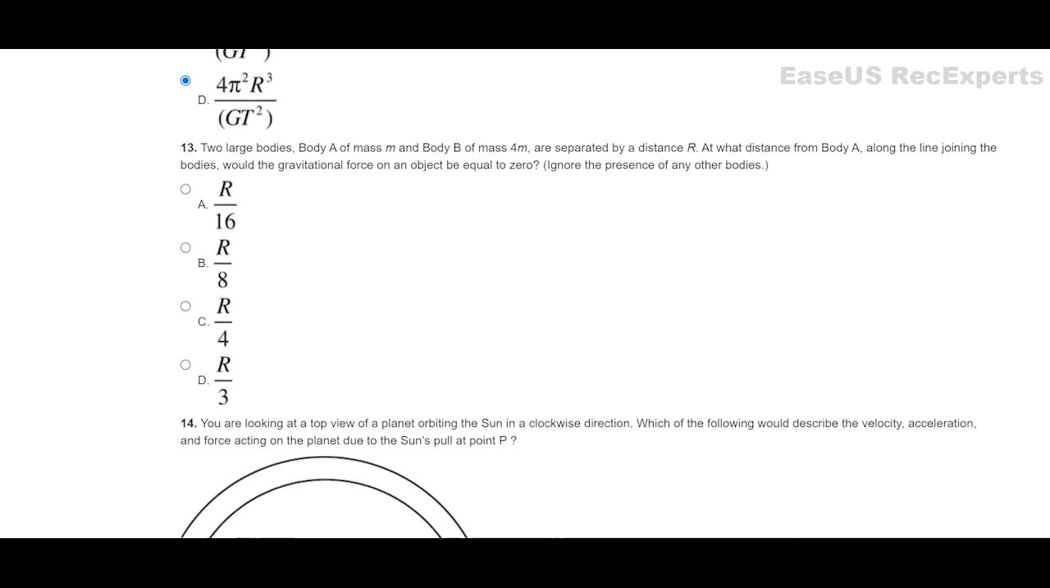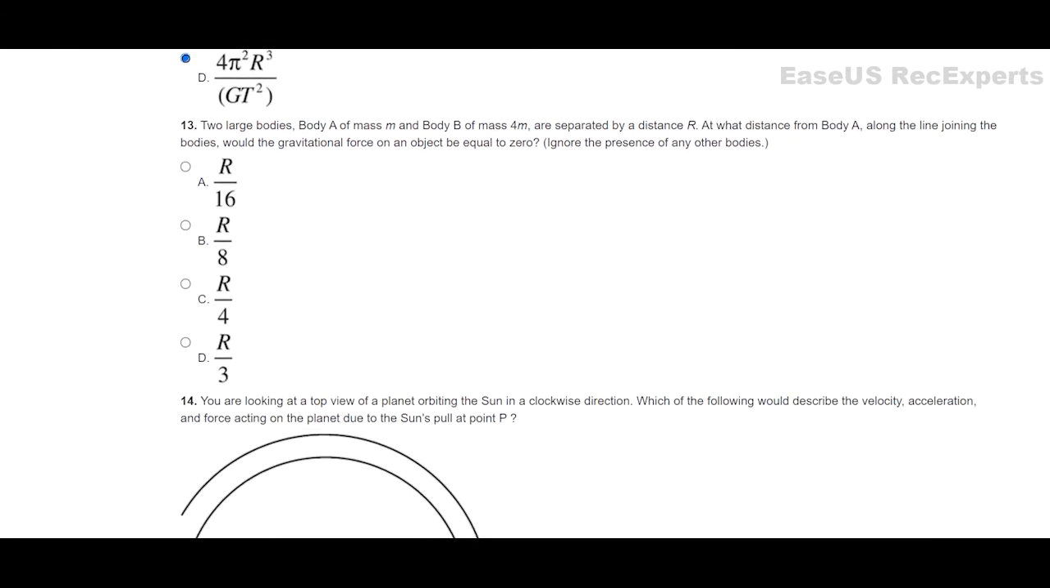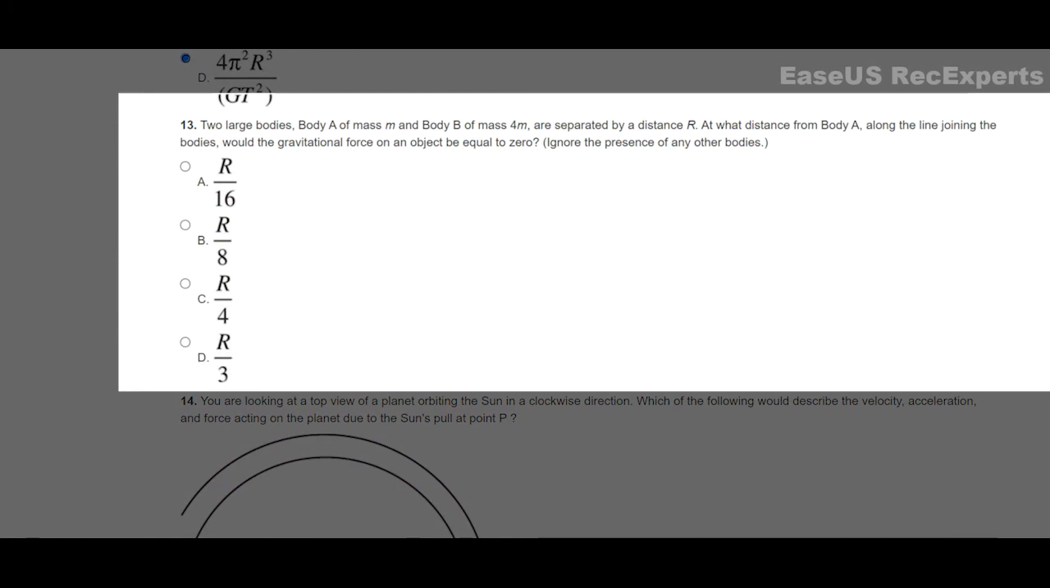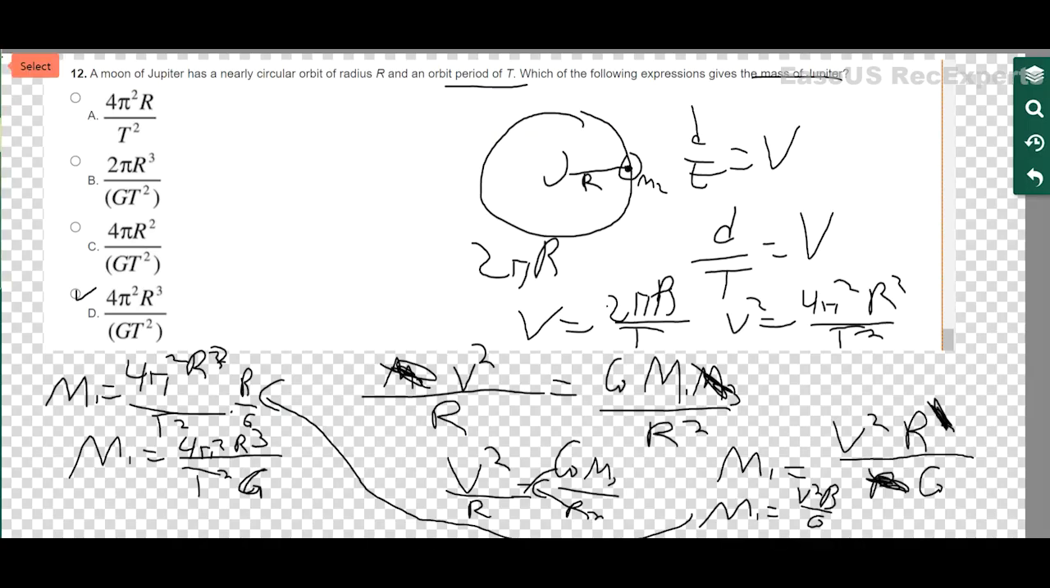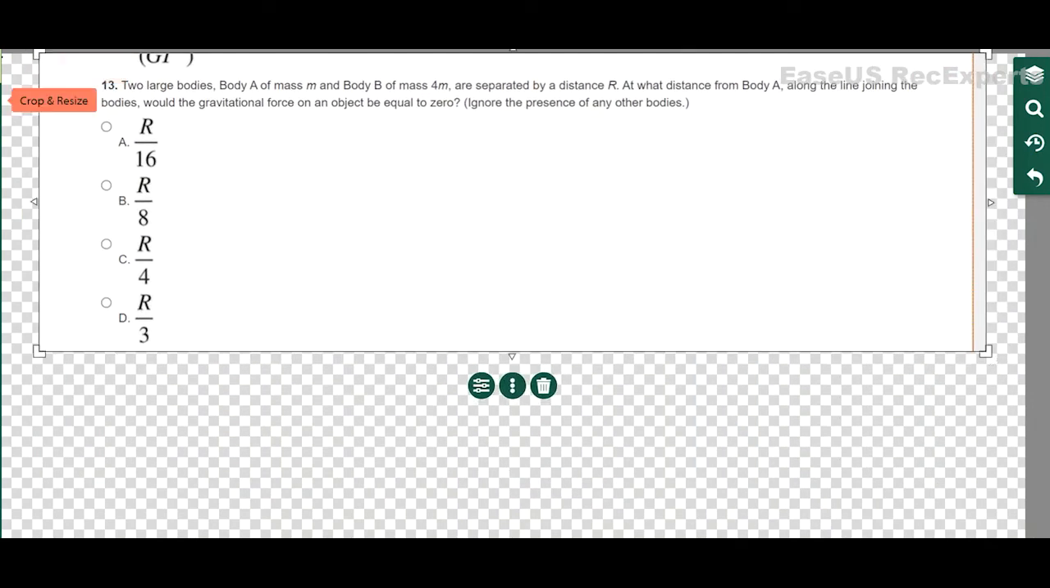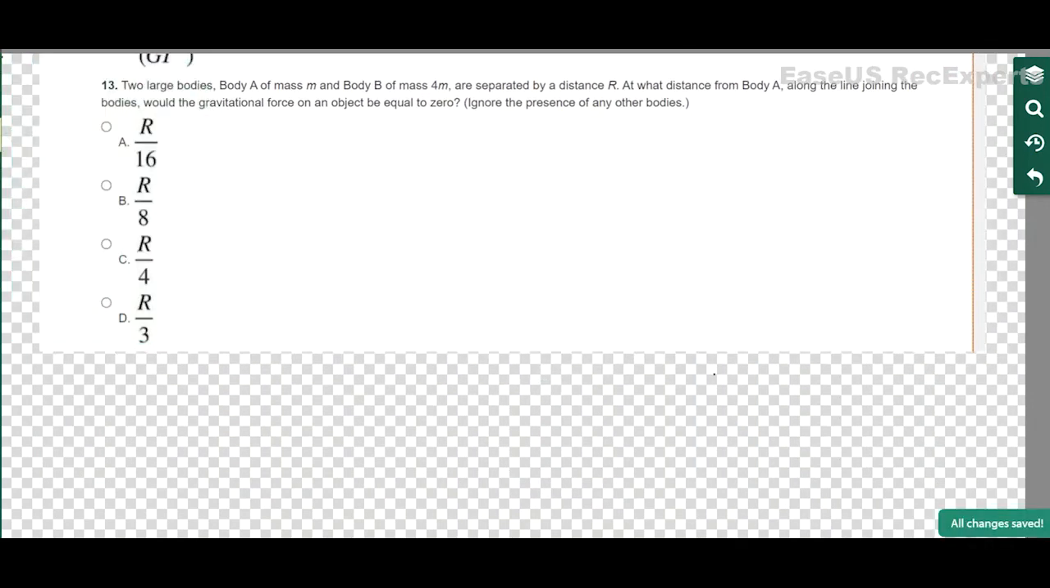Now we will move on to number 13. Two large bodies of mass m and mass 4m are separated by a distance of r. At what distance from body A along the line joining the bodies will the gravitational force on an object be equal to 0?